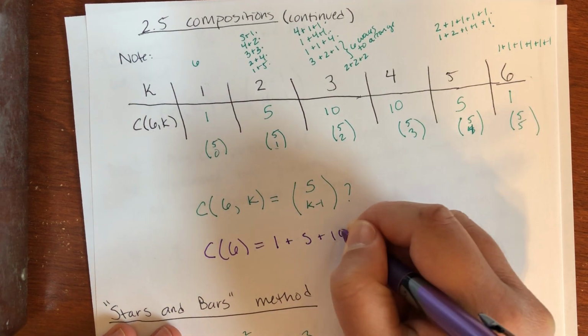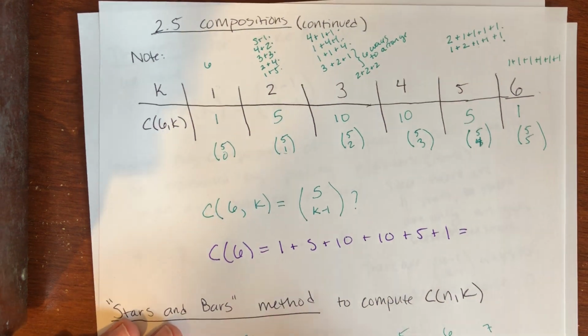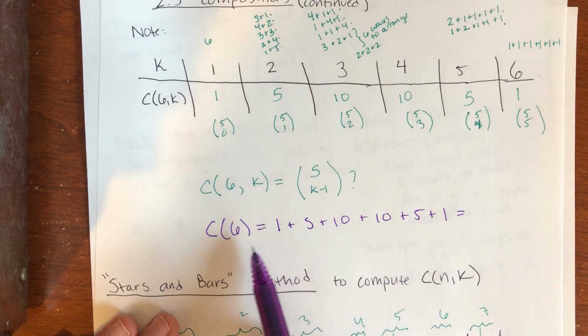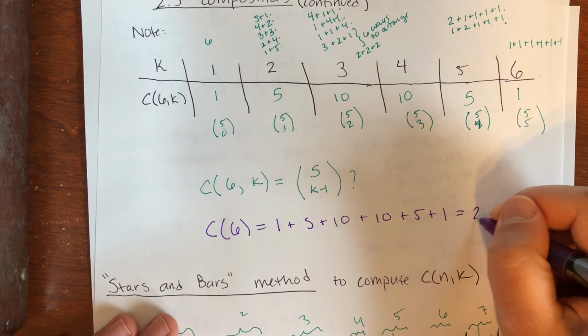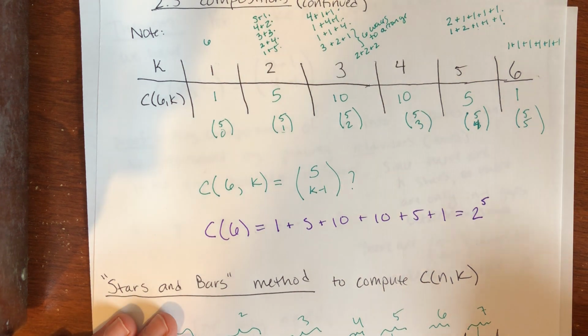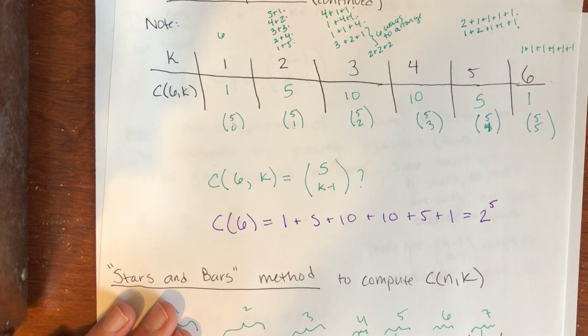So it's 1 plus 5 plus 10 plus 10 plus 5 plus 1. But this is just the 5th row of Pascal's triangle, and we know that when we add it up together, we end up getting 2 to the 5th power. Right, 32, which is 2 to the 5th power.